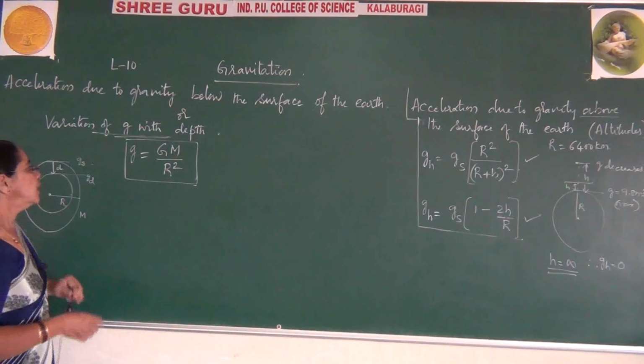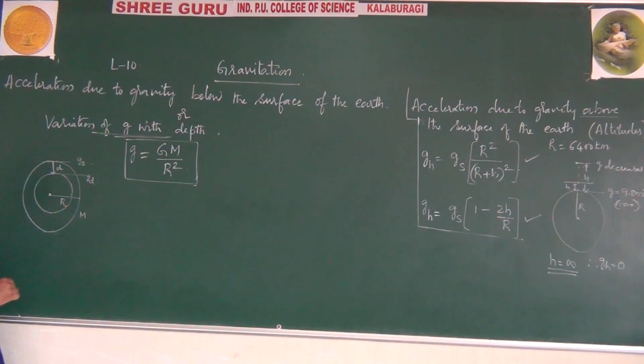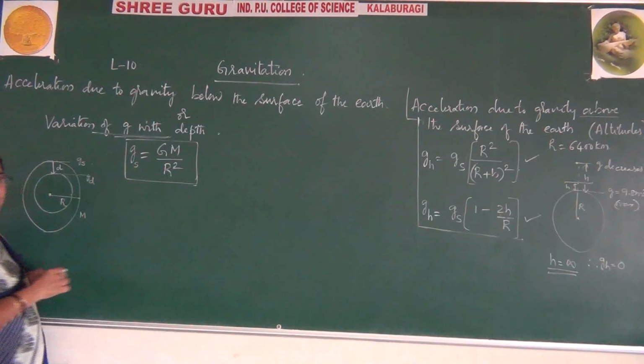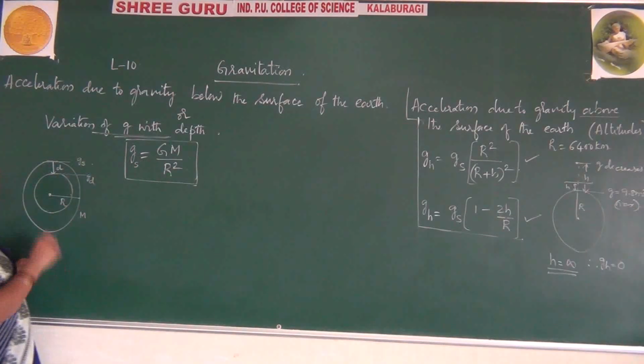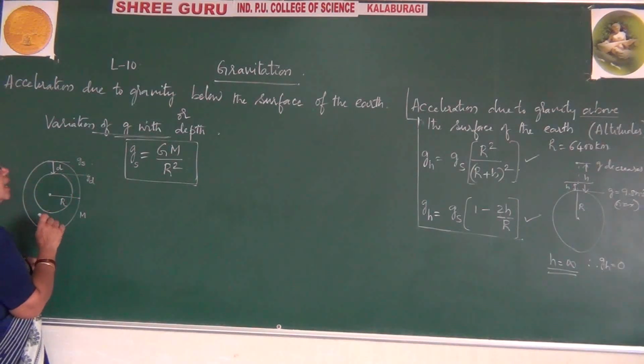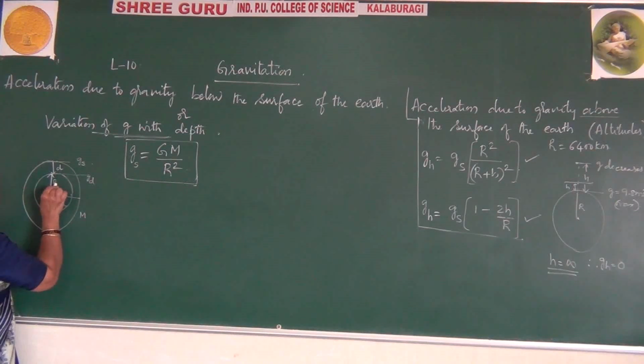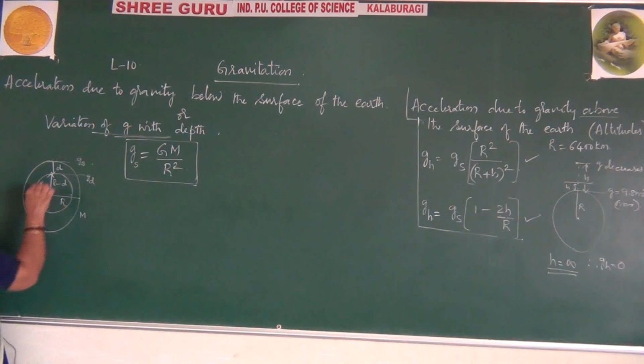So now let me calculate for this. On the surface I write g_s is equal to GM by R square. Now if I want to write for g_d, what do we have to write here? Just remember, let us take this distance from here to here. The distance from here to here is R, but this distance, already left out, is d. This is the distance you have to take into account.